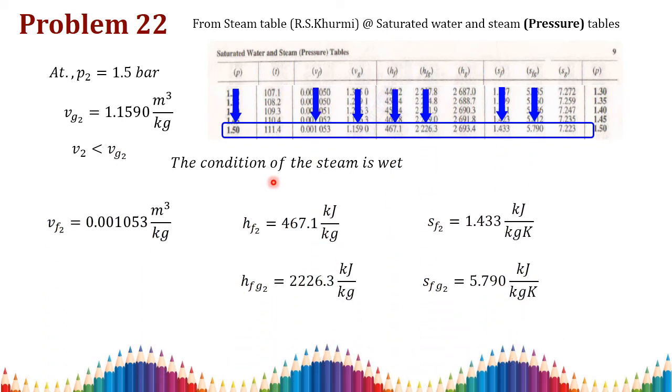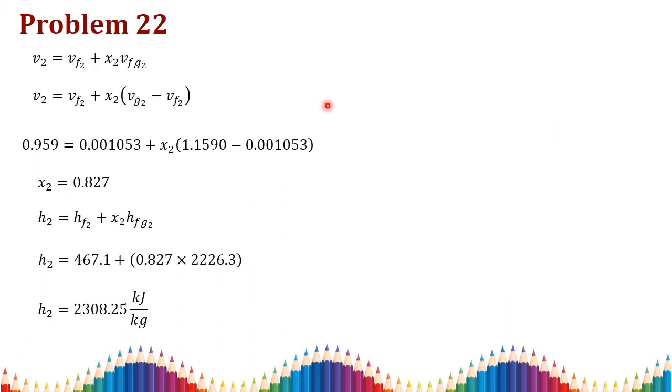If the condition of the steam is wet, you need to find out the dryness fraction X2 and also H2 and S2. For that I am taking all the values from the steam table, that is VF2, HF2, HFG2, SF2 and SFG2 at 1.5 bar. Again V2 is equal to VF2 plus X2 into VFG2. We know P1 V1 power n is equal to P2 V2 power n, so from that relation we have already found V2. Substitute those values; only one unknown term is X2. So X2 is 0.827.